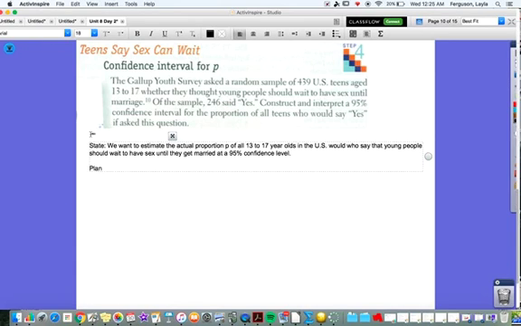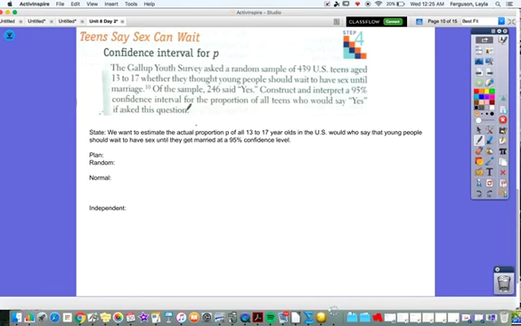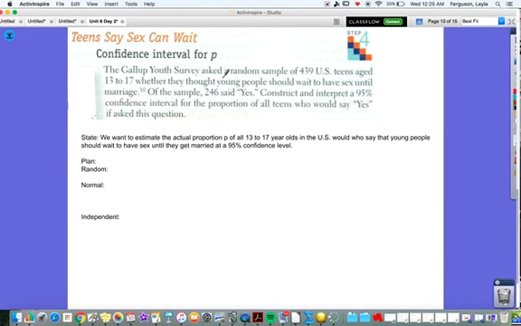All right, so for your plan, you're going to eventually use a one sample Z interval for P if the conditions are satisfied. The conditions that you have to check are: is it random? Is it normal? And is it independent? In our problem, it tells us whether or not it's random. It says they asked a random sample of 439 U.S. teens. So is it random? Yes, it's random.